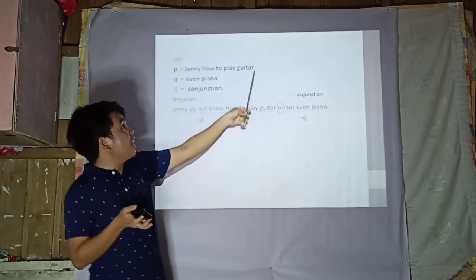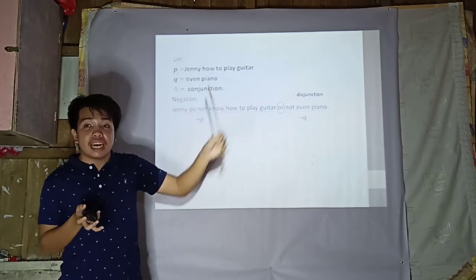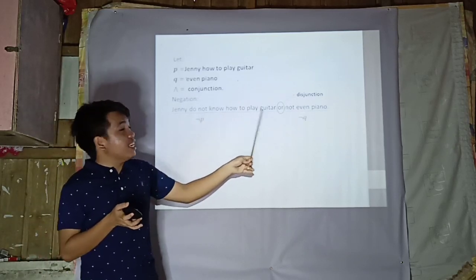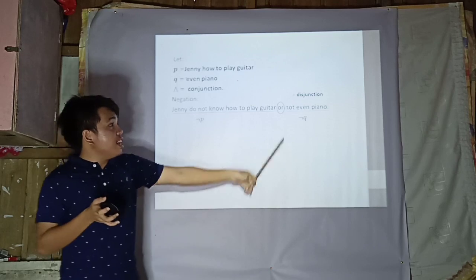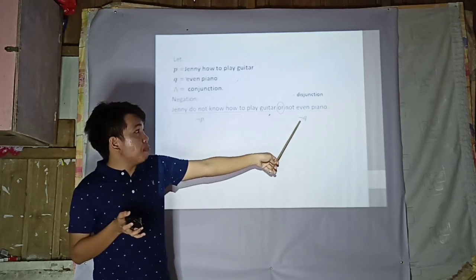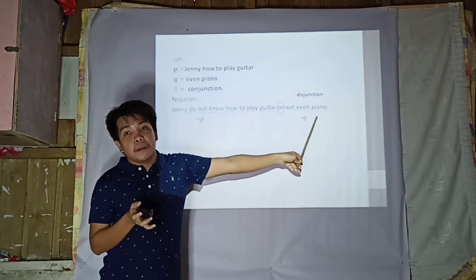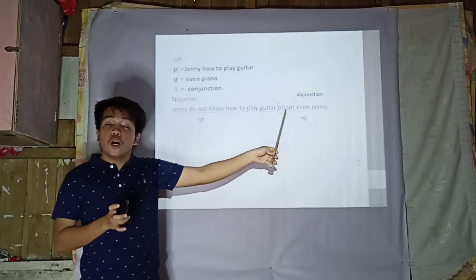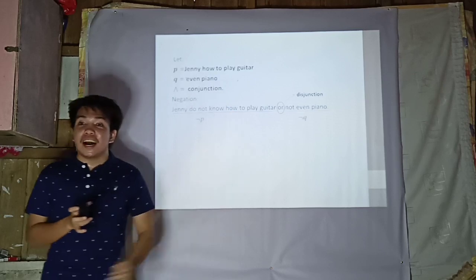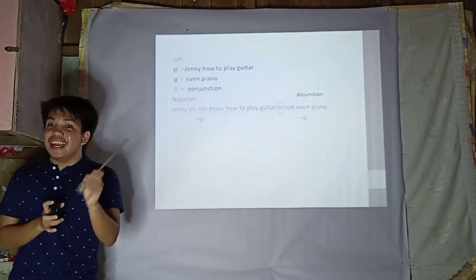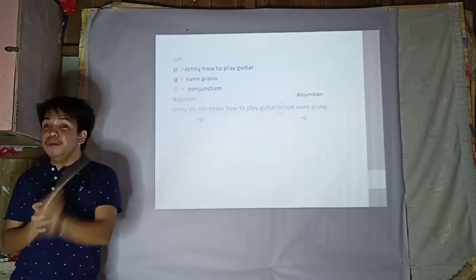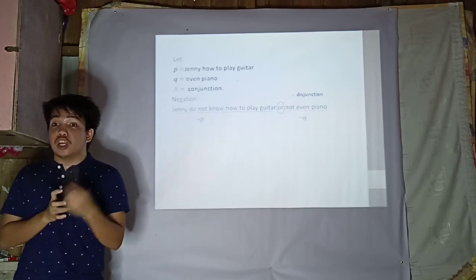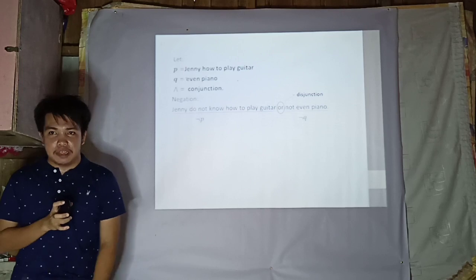If we negate this statement, it will become: Jenny does not know how to play guitar. Then the negation of the Q statement: not even piano. And then the logical operator "and" will become "or" because it is negated. So we must follow the formula in order to get the true answer of a given statement.